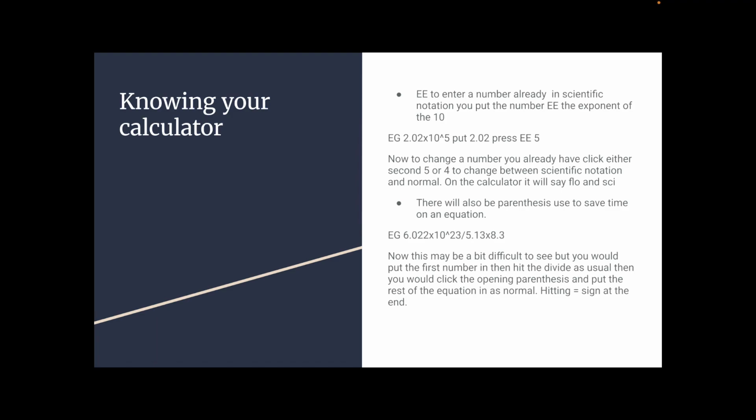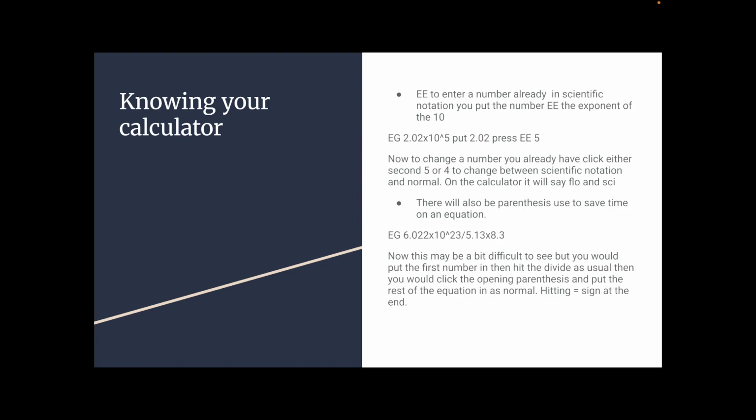There will also be parentheses used to save time on an equation. For example, the equation given is Avogadro's number over 5.13 times 8.3. Now this may be difficult to see, but you would put the first number, Avogadro's constant, 6.022 times 10 to the 23rd in your calculator, then hit divide and open the parentheses and put the rest of the equation in as normal, 5.13 times 8.3. Then, instead of closing the parentheses, you would hit the equal sign at the end to finish off.